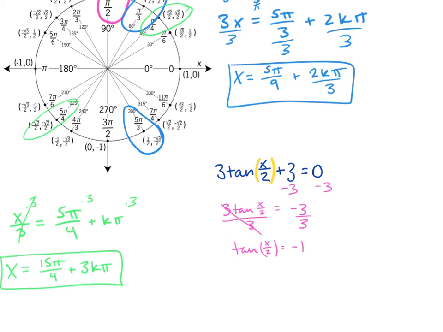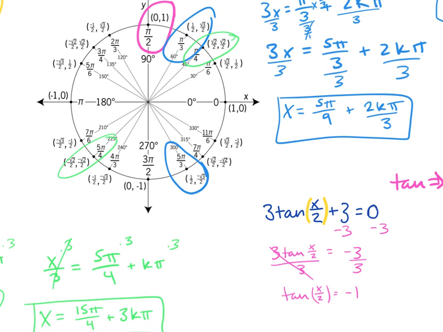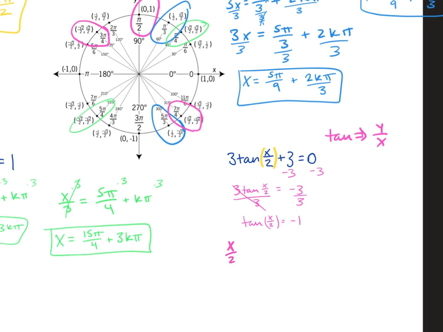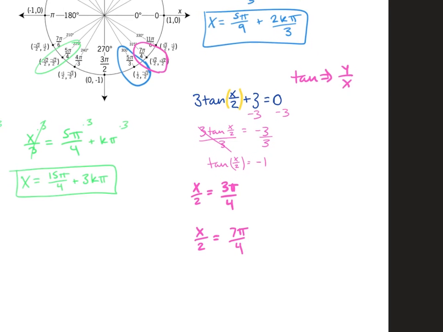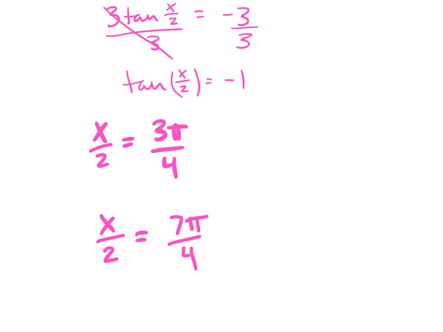What are we looking for for tangent? Y over x. So when is y over x negative 1? 3 pi over 4? Yep. And where else? 7 pi over 4. So we get x over 2 is equal to 3 pi over 4, and x over 2 is equal to 7 pi over 4. What's the next thing I can't forget to do? Plus k pi, plus k pi.